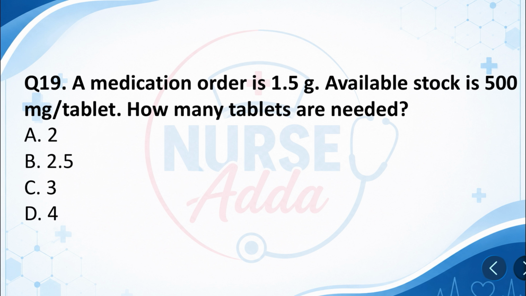Question number 19. A medication order is 1.5 gram. Available stock is 500 mg per tablet. How many tablets are needed? Right answer is option C, 3.